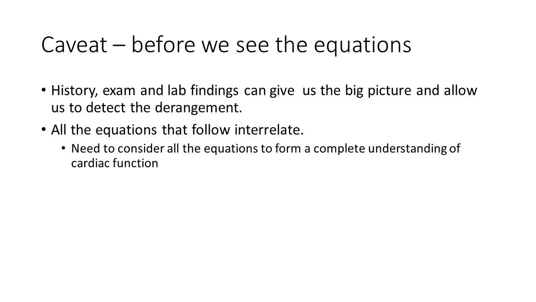So before we see the equations, you have to realize that the history, exam, and lab findings can give us the big picture and allow us to detect the derangement. And so just think about that. Each bit in the history, exam, and lab gives a little bit of a piece of the puzzle. All the equations that follow interrelate. So in general, a caveat is later on, you're going to consider all these equations to form a complete understanding of the cardiac function or dysfunction.